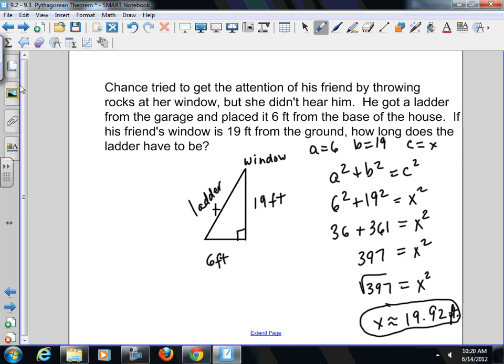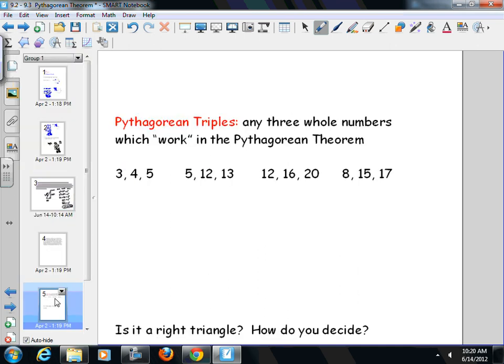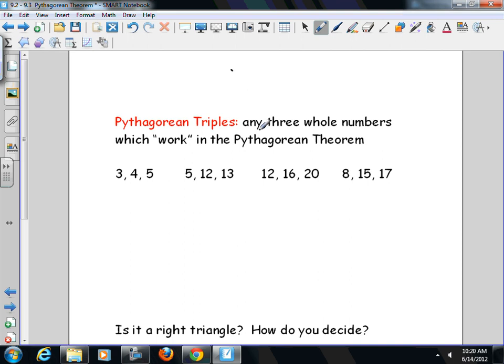Let's move on. We're going to be talking about Pythagorean triples. Pythagorean triples are any 3 whole numbers which work in the Pythagorean theorem. So in other words, is it true in this case that a squared plus b squared equals c squared? So in other words, is it true that 3 squared plus 4 squared equals 5 squared in this case?